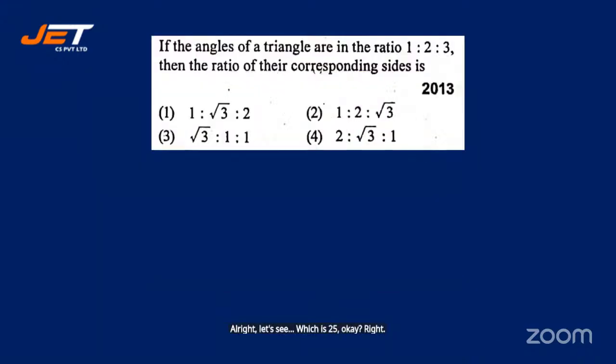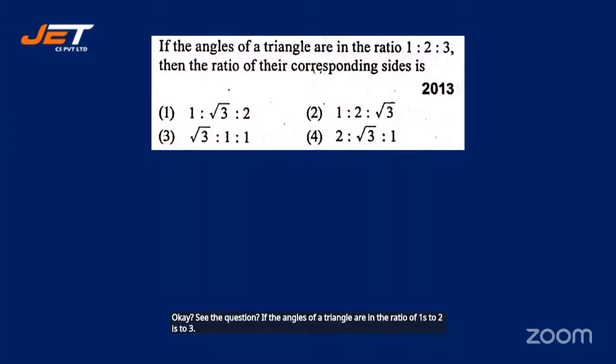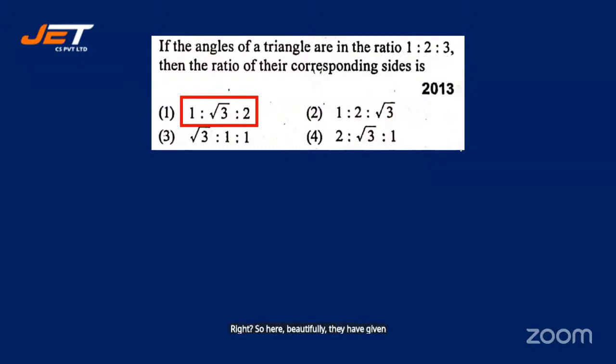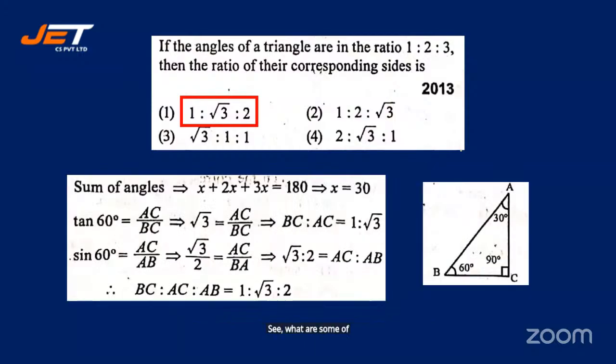See the next question. If the angles of a triangle are in the ratio of 1:2:3, then the ratio of their corresponding sides is dash. Right? So here beautifully they have given the explanation. See what is the sum of the angles? It is x plus 2x plus 3x, which is 180. With this you can find out the value of x, which is 30.